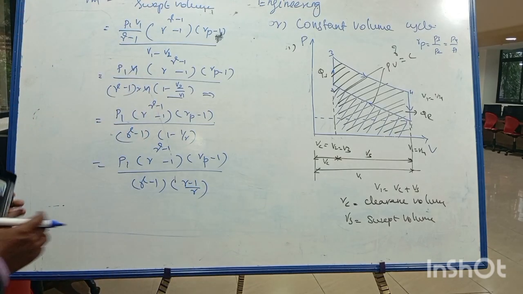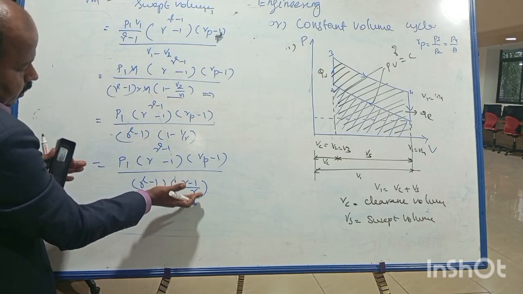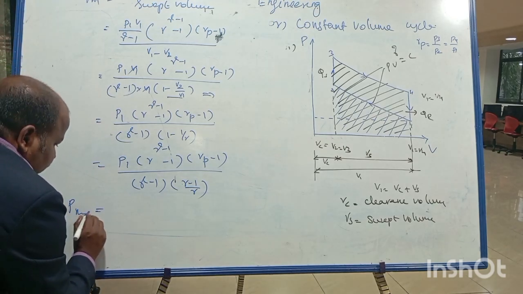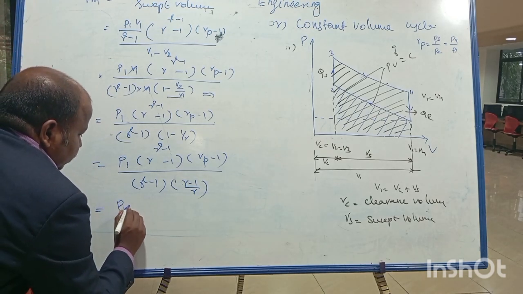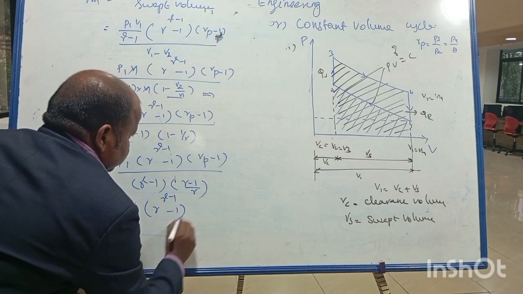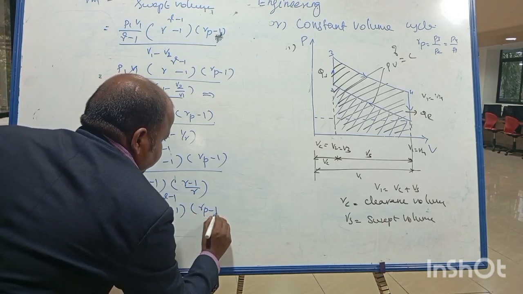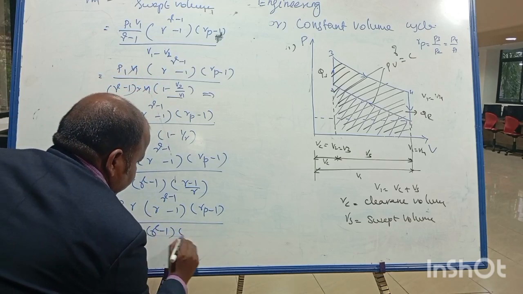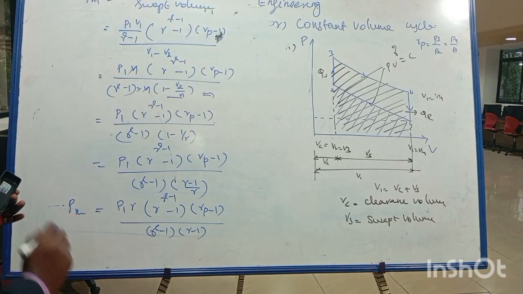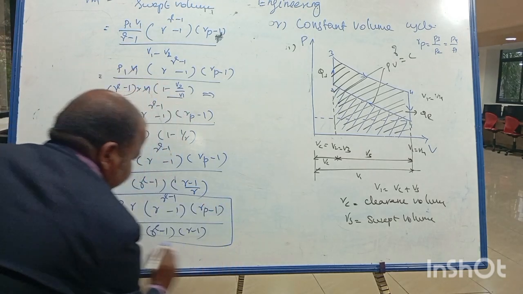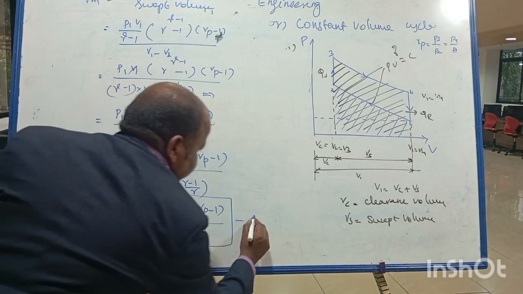Now what I am going to do is take this R to the numerator. So mean effective pressure PM is equal to P1 R into R power gamma minus 1 into Rp minus 1 divided by gamma minus 1 into R minus 1. So this is the final formula for mean effective pressure of the Otto cycle.